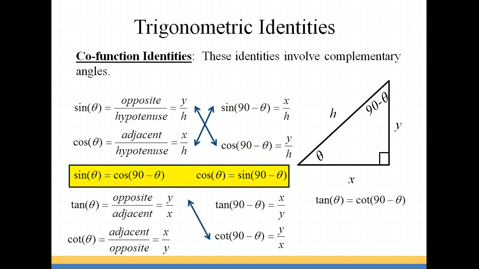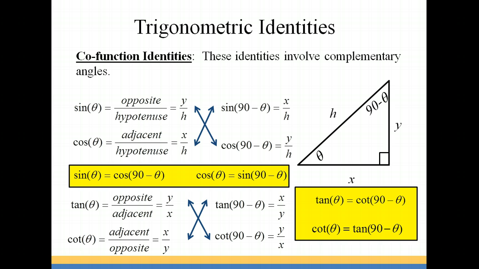So what you should notice is that the tan of theta is equal to the cotan of 90 minus theta, and that the cotan of theta is equal to the tan of 90 minus theta, which gives us another pair of cofunction identities.